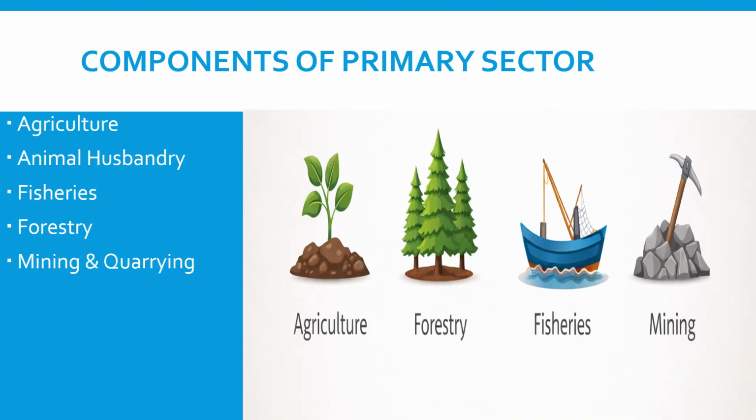The major components of the primary sector. The primary sector consists of several important components. They are agriculture, animal husbandry, fisheries, forestry, and mining and quarrying. Each component has different financial needs, but the basic objective is the same: to produce raw materials.